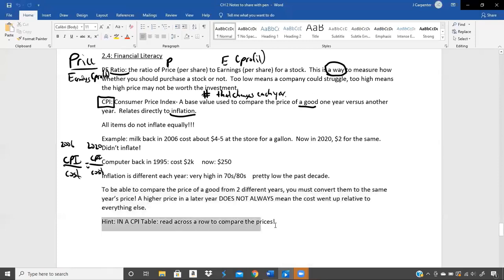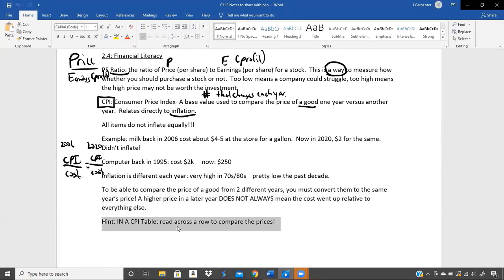Hint, in a CPI table, read across the row to compare the prices. So the row is usually the year, so that's you converting to the same dollar. So we will see this right now. In a CPI table, in order to compare, you need a completed row. So you need to be able to see, all right, in 2005 dollars, which thing is the lowest? That would be the cheapest. Or in 1990 dollars, which thing would be the cheapest?